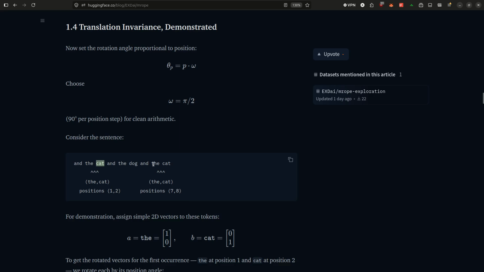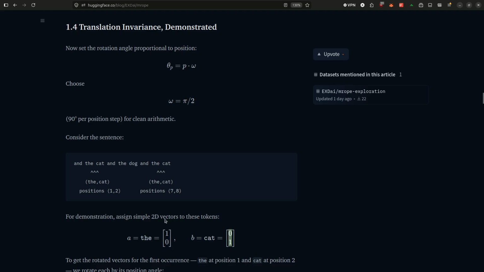So you can guess how many times we're going to rotate the second the. We're going to rotate it 7 times 90 degrees. And this cat, we're going to rotate 8 times 90 degrees. That's what we're doing. We already have their individual vectors. We don't need to compute those. Those are statically determined in the beginning, if you remember the previous episodes. And now we want to add some information to them by rotating them.